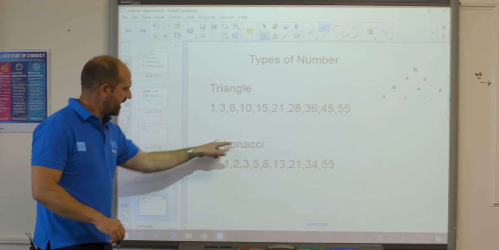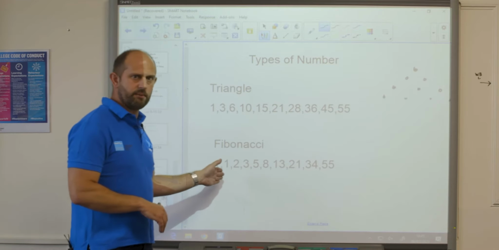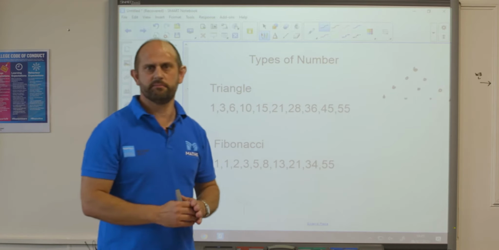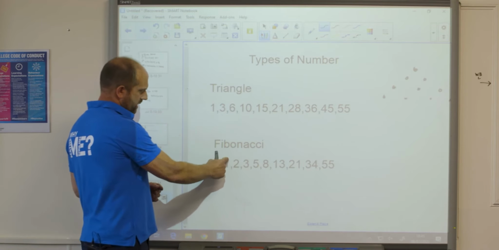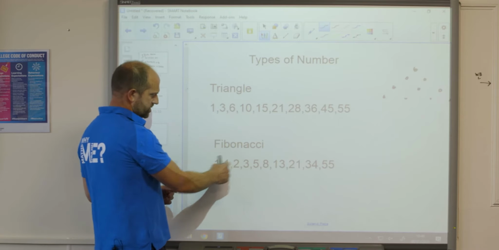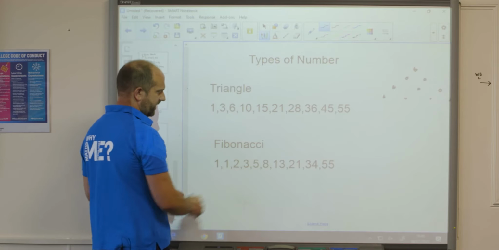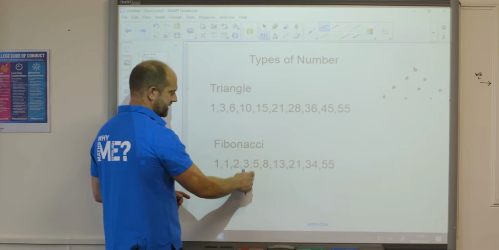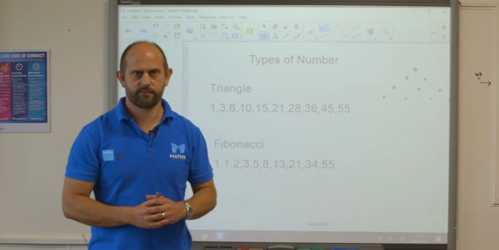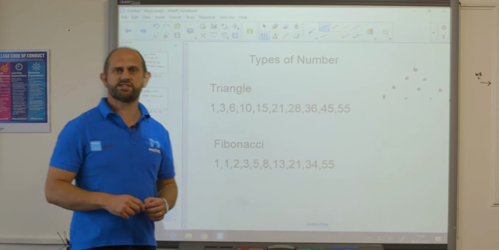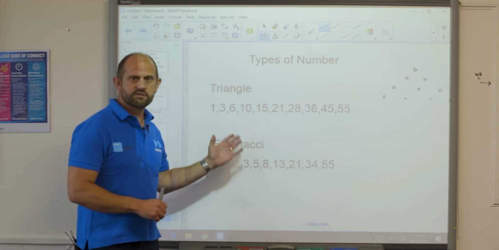The last one I look at is a Fibonacci sequence. A Fibonacci sequence is where we take the first number, and then we add the next number, and then we add the next number. So I take the number 1, so 1, and then I've got 1 plus 1 equals 2, 1 plus 2 equals 3, 2 plus 3 equals 5, 3 plus 5 equals 8, 5 plus 8 equals 13, and that is a Fibonacci sequence. Again, these often crop up in sequences, which again we'll cover in a later video. So that then is types of number.